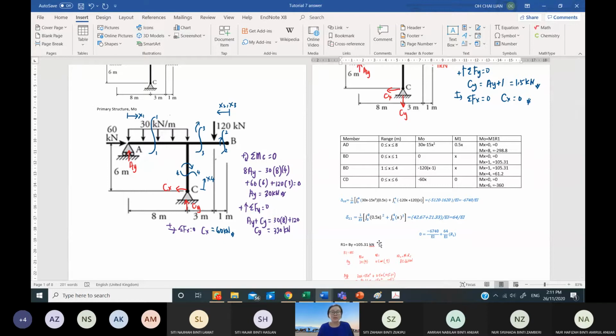It depends on the question. If the question requests you to determine the remaining support reactions, you need to determine them according to the request, or the question may ask you to draw the shear force diagram or bending moment diagram. Right now I will show you what to do if you have to determine the remaining support reactions after you have determined the redundant force. I will show you in my slides.